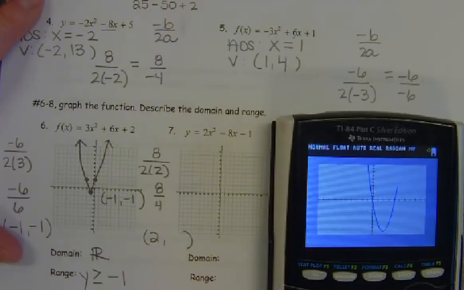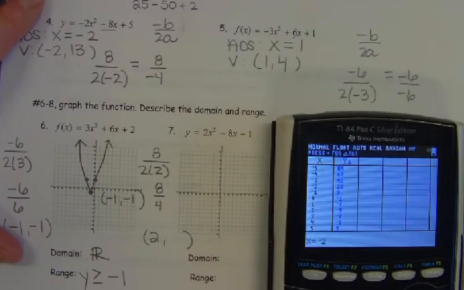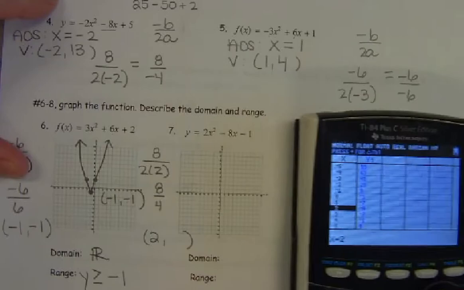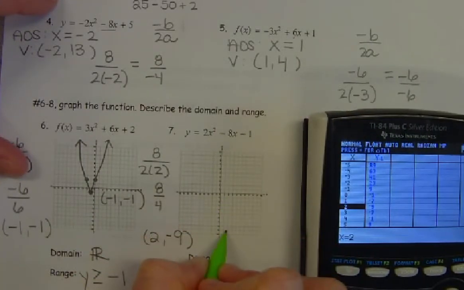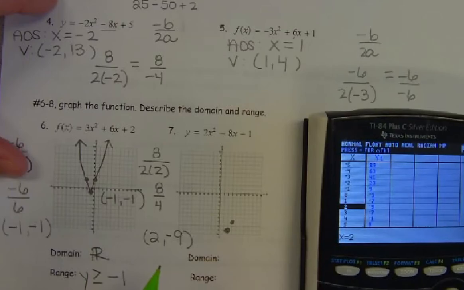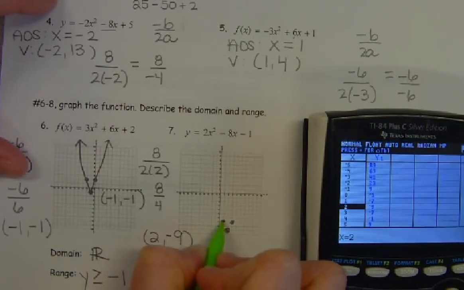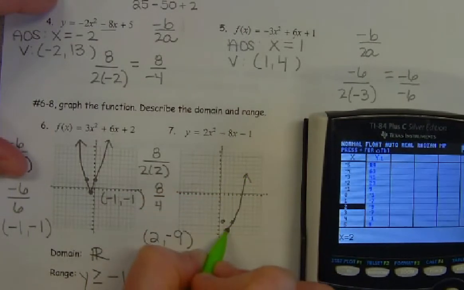There's my picture. I'm going to go to my table, second graph, and I'm going to go to the value of 2, and my vertex is at 2, -9. So I'm going to put a coordinate or a dot at 2, -9, and then I'm going to graph a point above and below. So at 3, it's at -7, and at 1, it's at -7, and I'm going to draw my nice, beautiful graph.